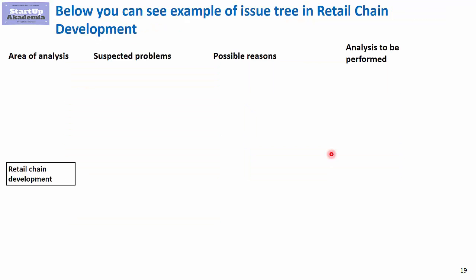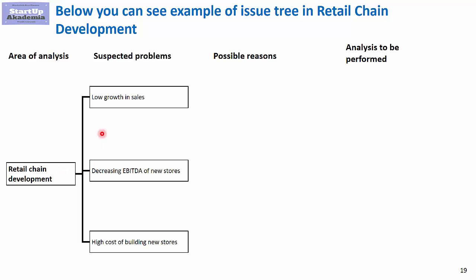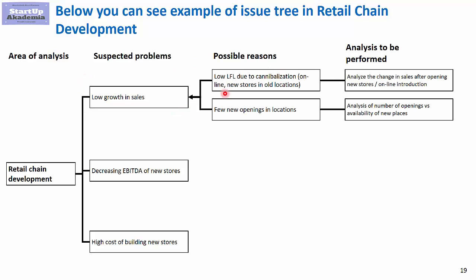Now let's have a look at just two areas. So first of all, retail chain development. So in retail chain development, one of the problems you can have is low growth in sales, decreasing EBITDA of the new stores, and high cost of building new stores. And as obviously in the issue tree, we have to basically guess the possible reasons. So in the case of the low growth in sales, it could be low like-for-like due to cannibalization and few new openings in locations. And here we basically list what kind of analysis we should do in order to get this hypothesis confirmed or rejected.